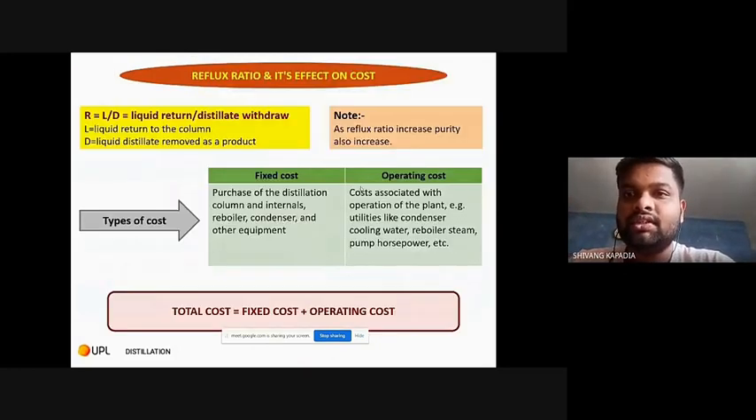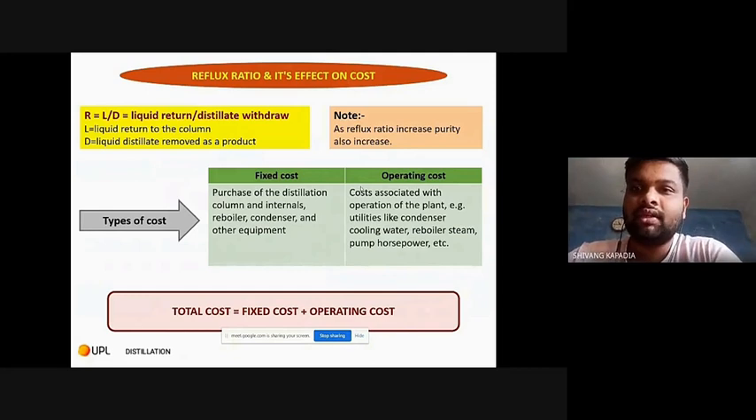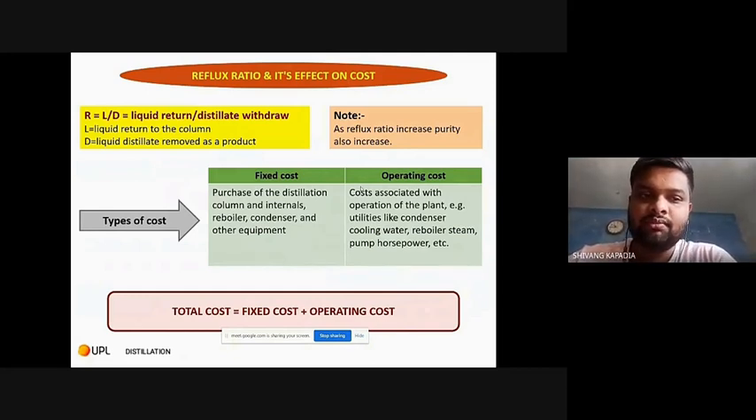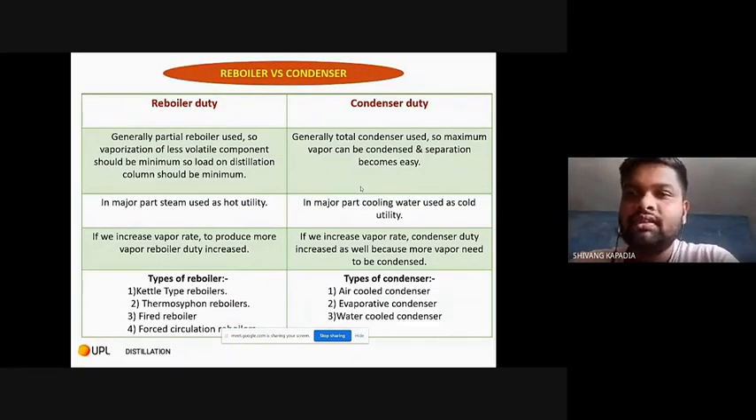An important terminology used in distillation is reflux ratio. R is equal to L by D, which is liquid returned divided by distillate withdrawn. There are generally three types of reflux ratio: total reflux, minimum reflux, and optimum reflux. Based on the fixed cost and operating cost, we can optimize the optimum reflux ratio. This is the general difference between reboiler duty and condenser duty, and our team includes basic information about the condenser and reboiler.